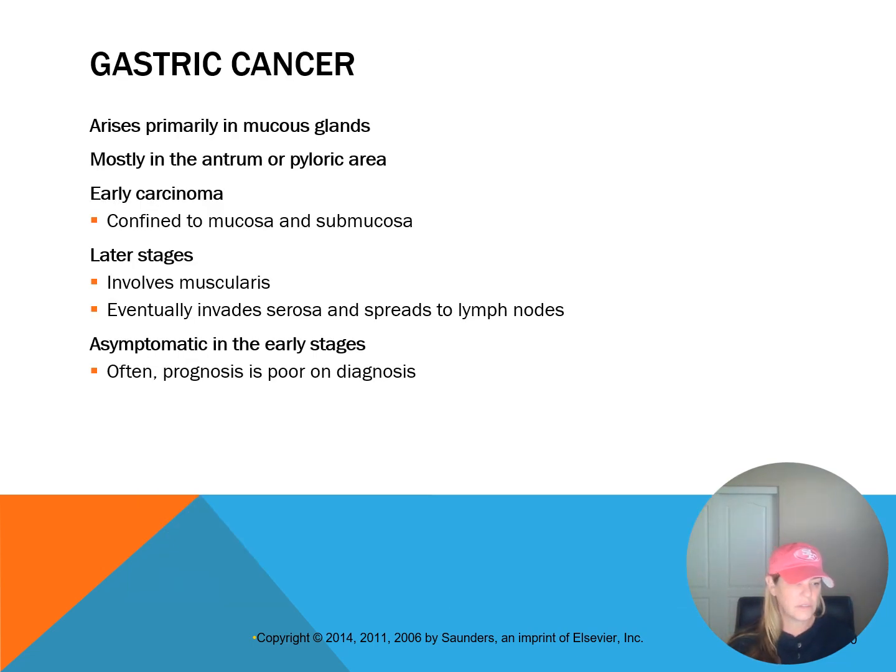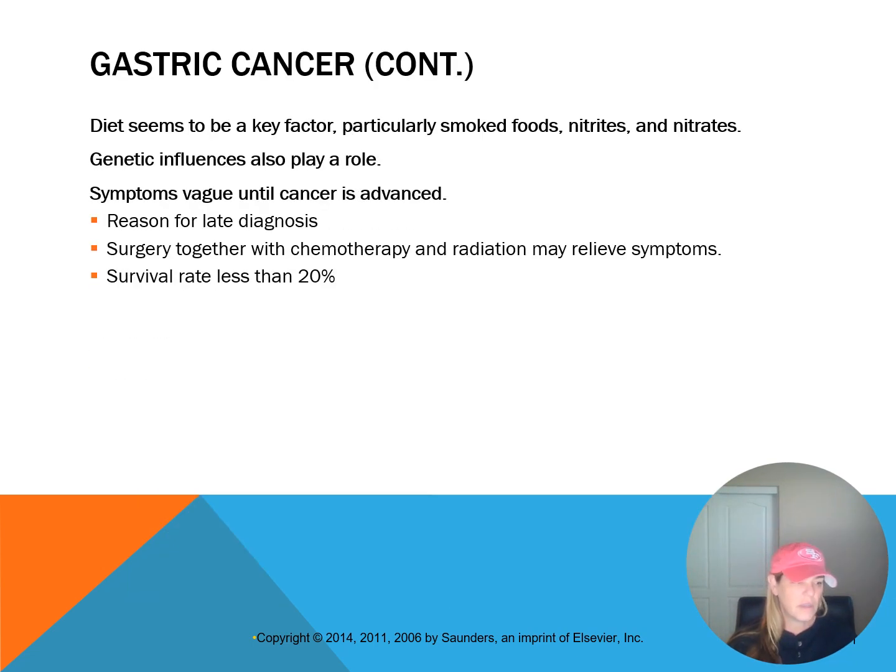Gastric cancer. Diet could be a factor: smoked foods, nitrates, nitrites. So look at your food. What are your food additives? Make sure that you reduce the amount of nitrates and nitrites in your food. Symptoms are usually vague, so it's usually too late by the time they find the cancer. It's usually in a later stage and difficult to treat, so there's not a great prognosis for people who get stomach cancer. Their survival rate is about 20%.